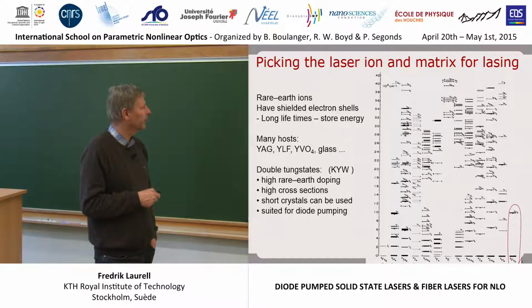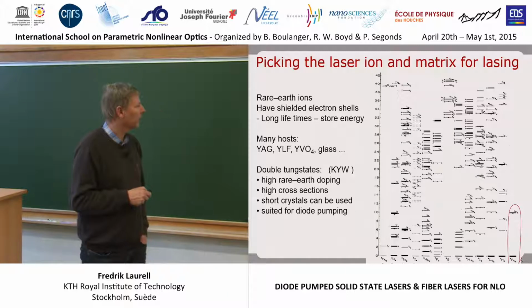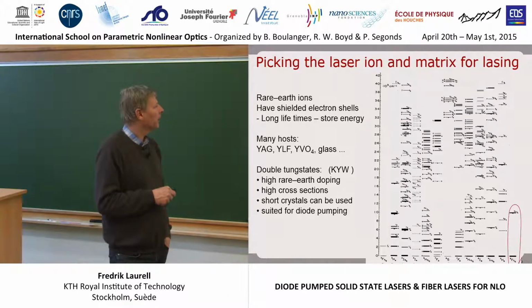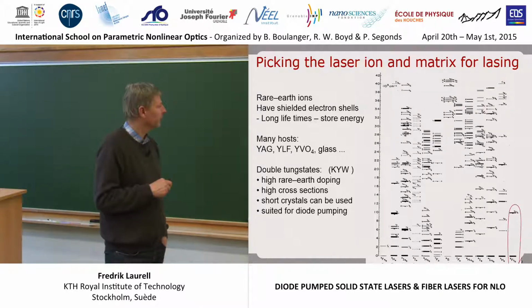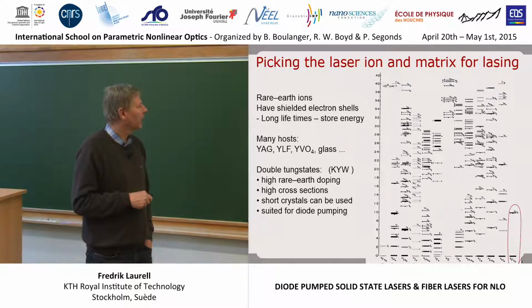YAG is, of course, very convenient. Yttrium vanadate gives you polarized emission, and if you want to build a big laser, maybe you use the glass. We have worked quite a lot with the double tungstates and also together with Valentin here. So you can get high doping in these guys. So you can therefore use shorter crystals, and they are quite suitable for diode pumping.